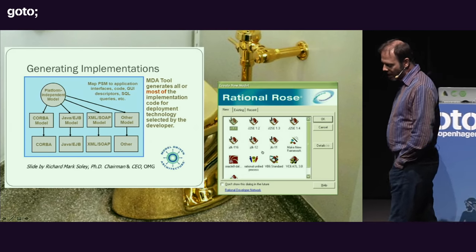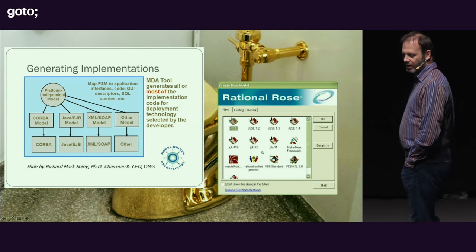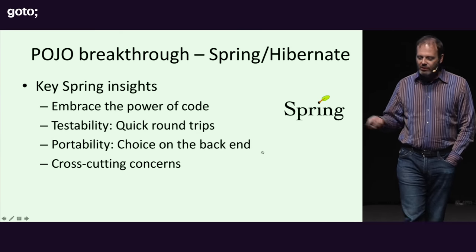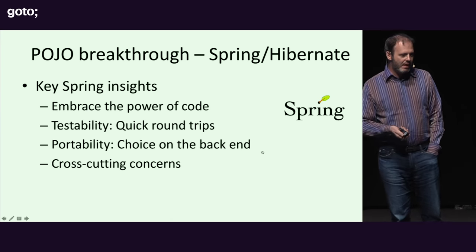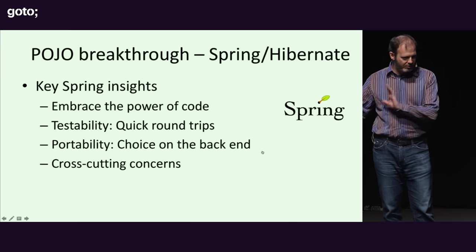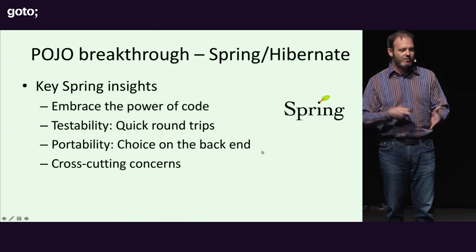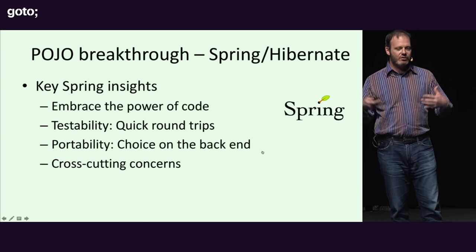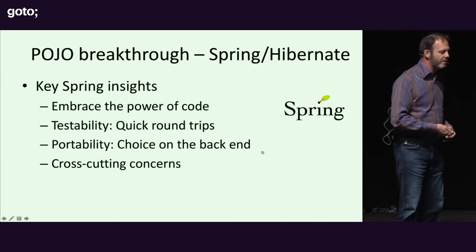But nevertheless, Java is still surviving and prospering, and that is because of a totally different direction. And that was principally from Spring and Hibernate, not exclusively. There were Pico Container and Guice. There were many other things as well, but these were the two leaders.